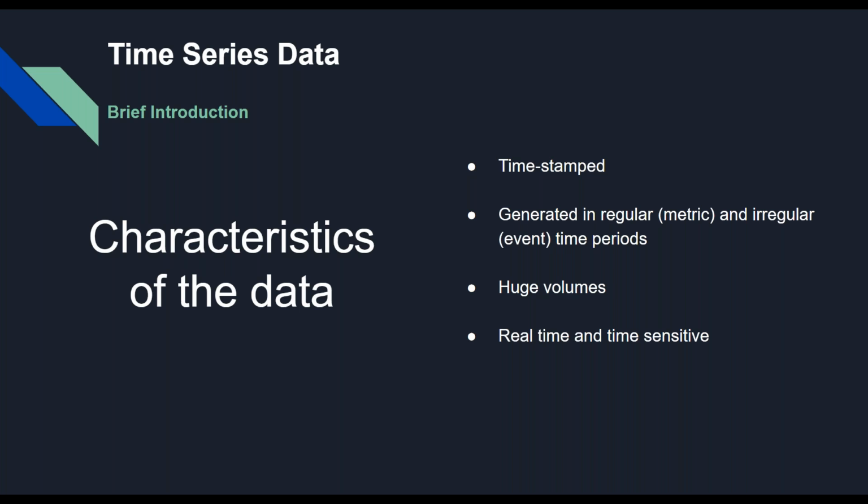For those of you who aren't familiar with time series data as a concept, it's pretty much what the name says it is. So it's going to be data that has a timestamp controlling the x-axis. It's generated in usually regular or irregular time periods, depending on if you are monitoring something or if you want your metric to be emitted based on an event happening. There can be huge volumes, and in most cases, the data is meant to be real-time and time-sensitive.